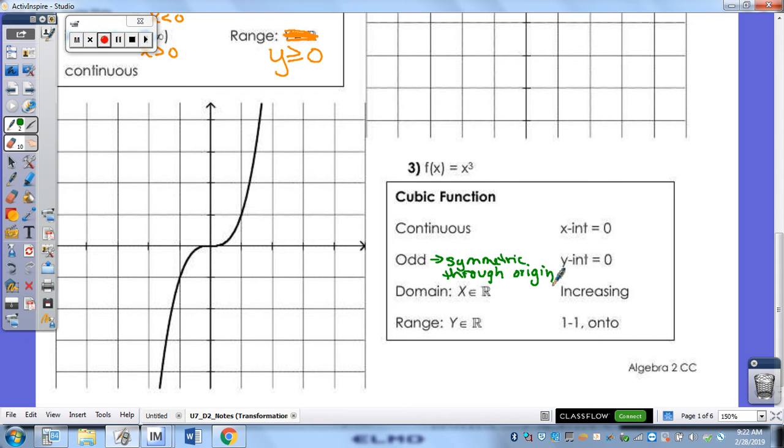x-intercept 0, y-intercept is 0. It's an increasing function, whereas our last one, our quadratic, was both increasing and decreasing. And it is also 1-to-1 and onto. It passes both vertical and horizontal line tests. Onto, it uses all of its range values possible.